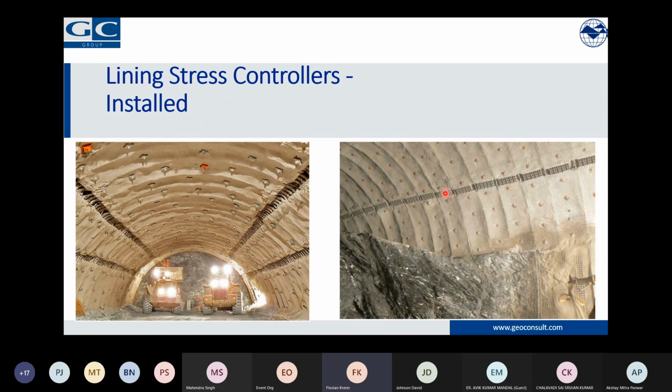And this is a different system of lining stress controllers, which is also used in Europe, which has pipes lying and being, so to say, compressed, and the resistance is increasing steadily over time. At the same time, our sprayed concrete also gains strength and resistance.